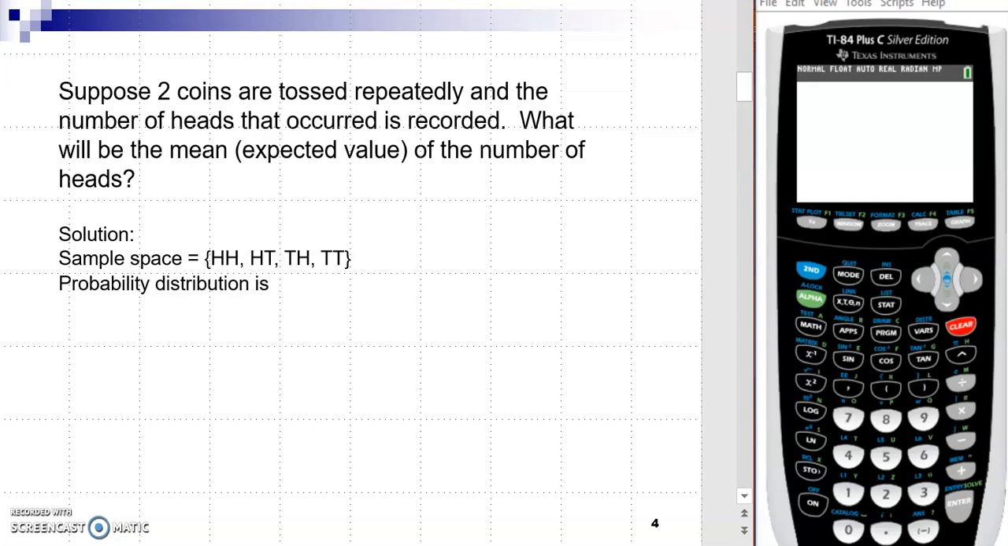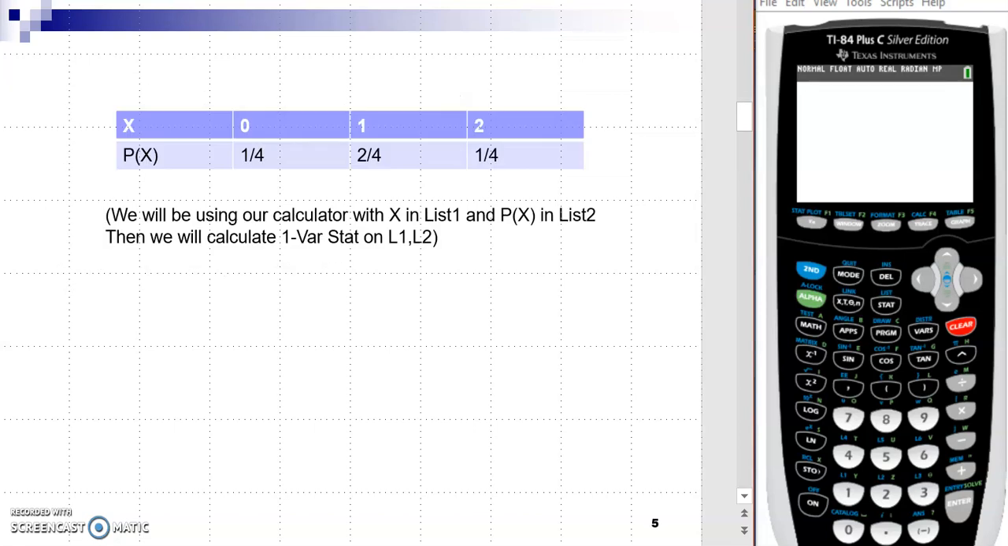So suppose two coins are tossed repeatedly and the number of heads that occurred is recorded. What will be the mean or expected value of the number of heads? Well, first of all, we need to know what the probability distribution is, and we're focusing on number of heads. So the number of heads in this distribution could be 0 heads, that tails-tail outcome, or it could be 1 head, or it could be 2 heads. So our probability distribution looks something like this. For 0 heads, there was just 1 outcome out of the 4. For 2 heads, there's 1 outcome out of the 4. And for 1 head, there's 2 out of 4.